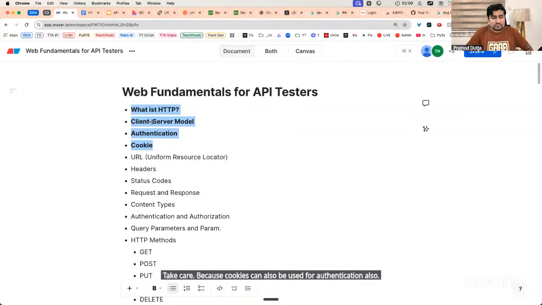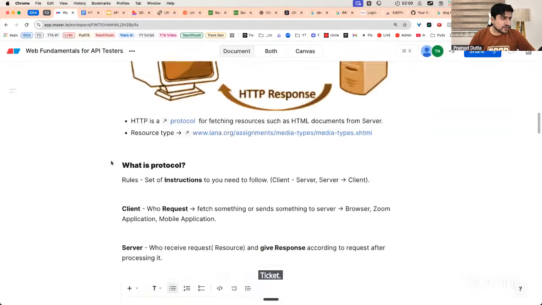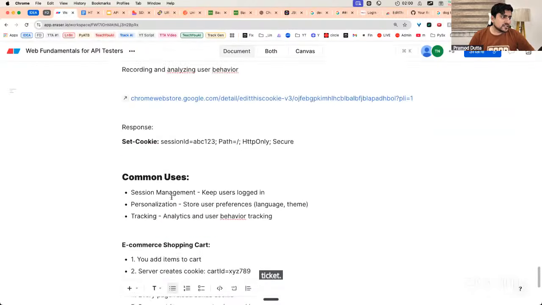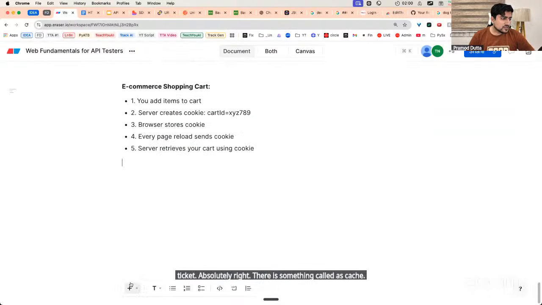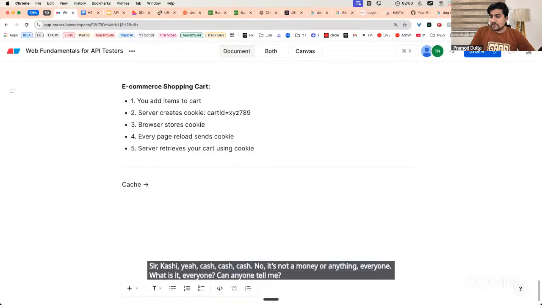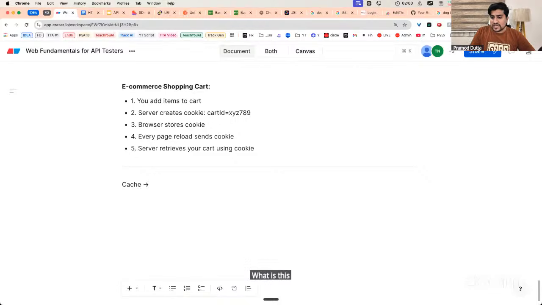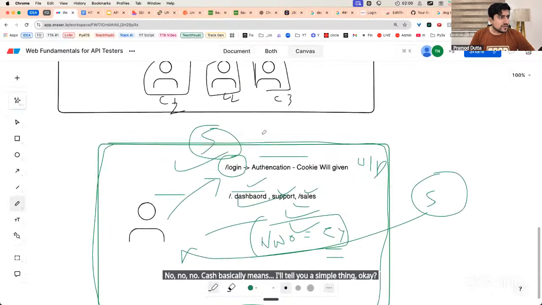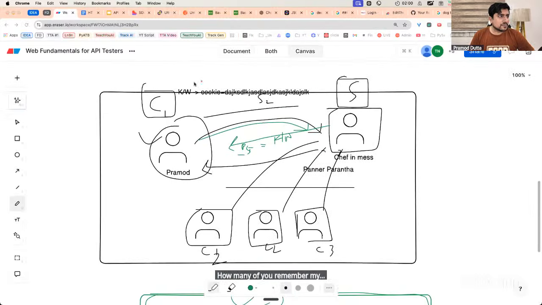Okay. Now let's look at cache once. Absolutely right, there is something called cache. Sir, what is cache? Cash, cash, cash, money, money? No, it's not money or anything. Everyone, what is it? Can anyone tell me what this is? What is a cache? No, no, no. Cache basically means, I'll tell you a simple thing. How many of you remember my mess example? How many of you remember my mess example? Give me yes in the chat.